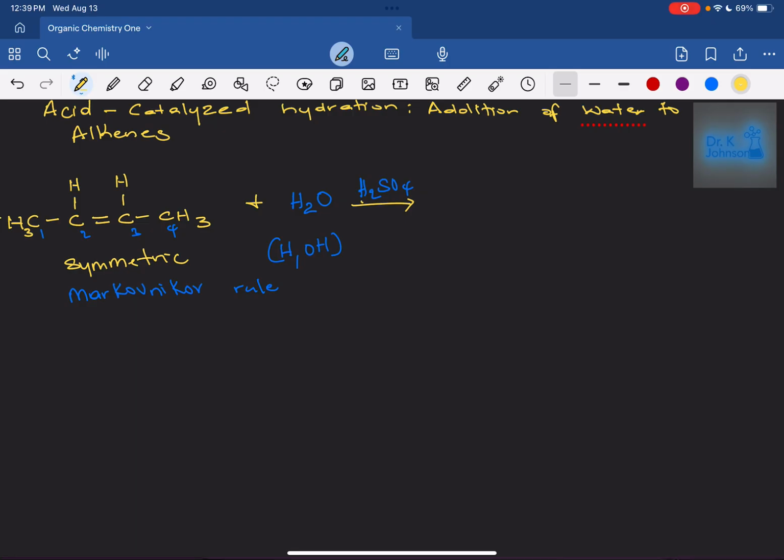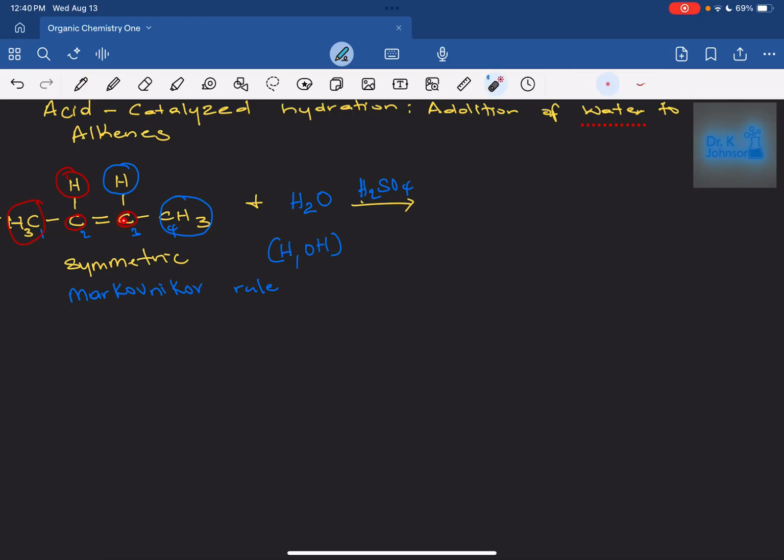Let me tell you how I know it's a symmetric alkene. Let us circle the carbons of the carbon-carbon double bond. Let me go to carbon 3. What's bonded to carbon 3? I have a hydrogen and a CH3. Let's go over to carbon number 2. Bonded to carbon 2, I have a hydrogen and I also have a CH3.